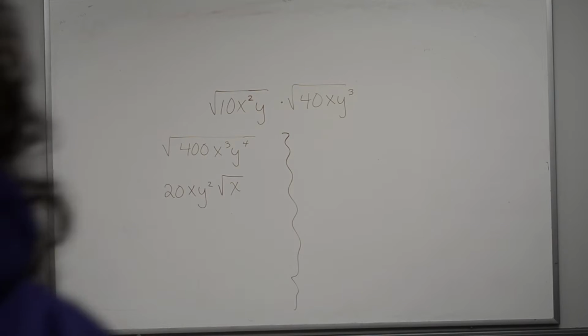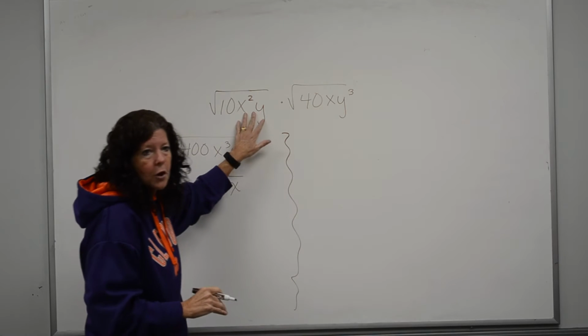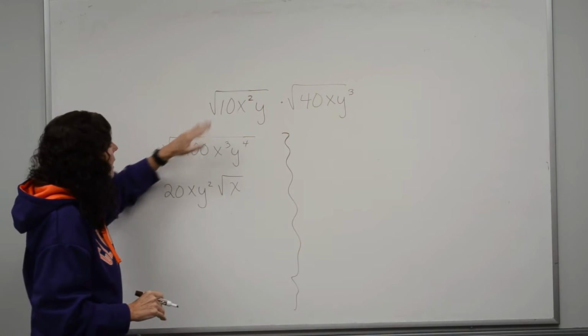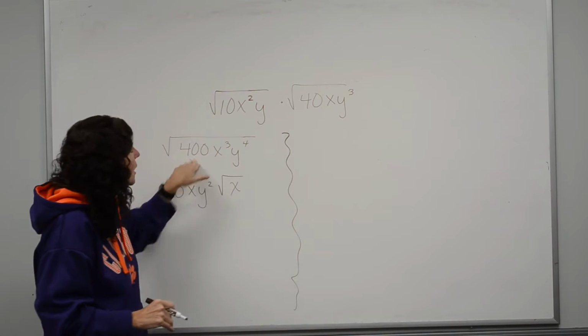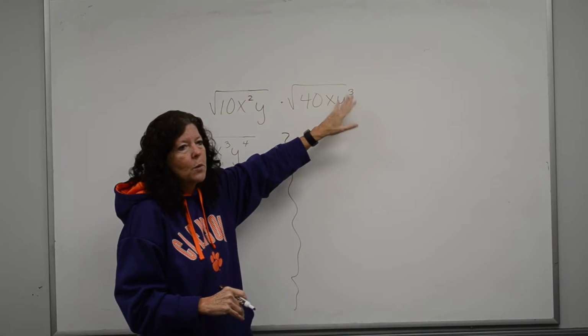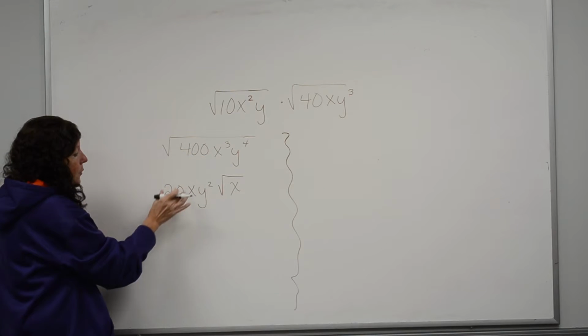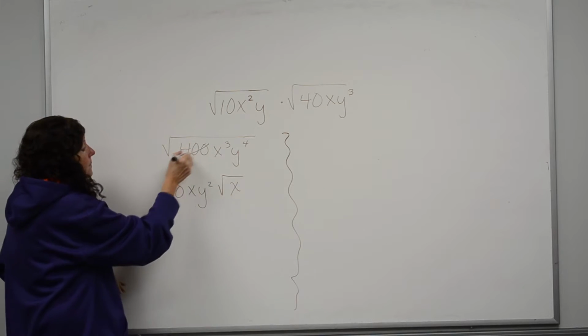All right, there's two ways to do this problem. You can multiply these first. That's this way, where I go 10 times 40 is 400, x squared times x is x cubed, y times y to the third is y to the fourth.